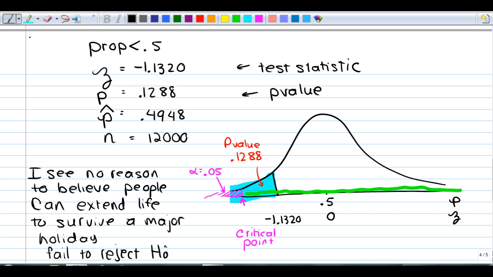And that should do it for hypothesis testing with proportions. I'll start another video to do hypothesis testing with the t-statistic.